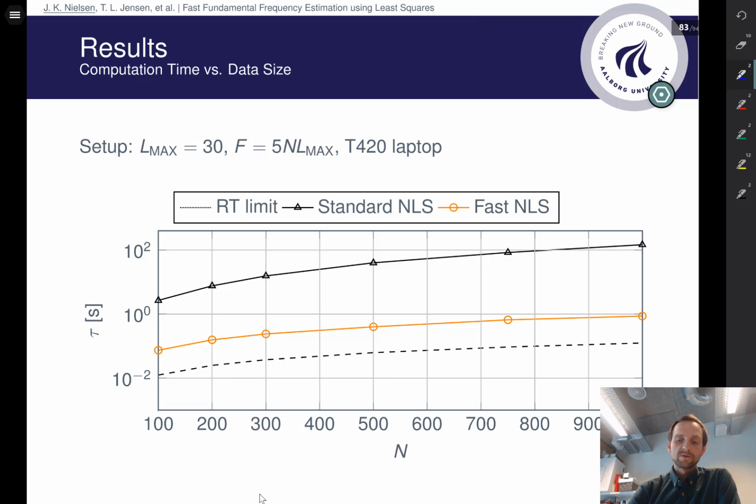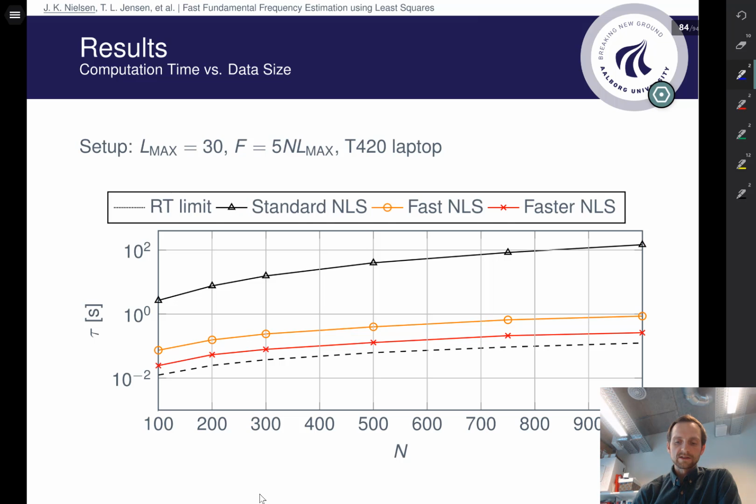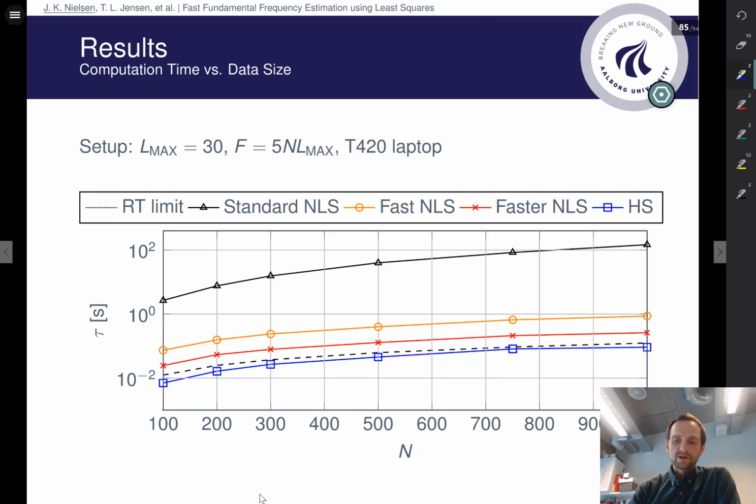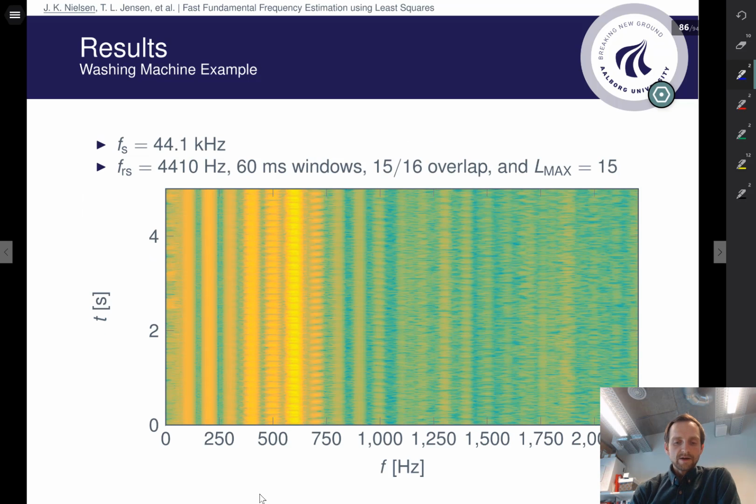Fast NLS, so the method where we compute both the data independent step and the data dependent step, is a lot faster, and even faster is the fast NLS, so this is only for the data dependent step. And then here we have harmonic summation, which is even faster still.